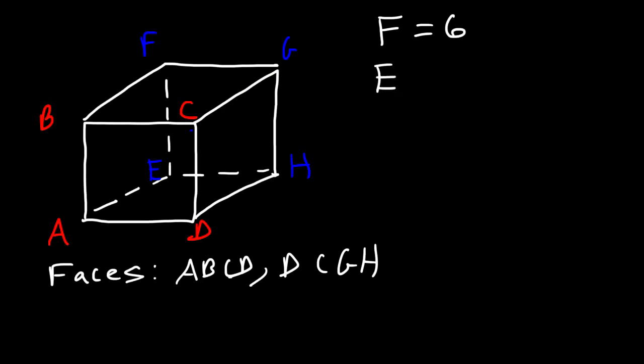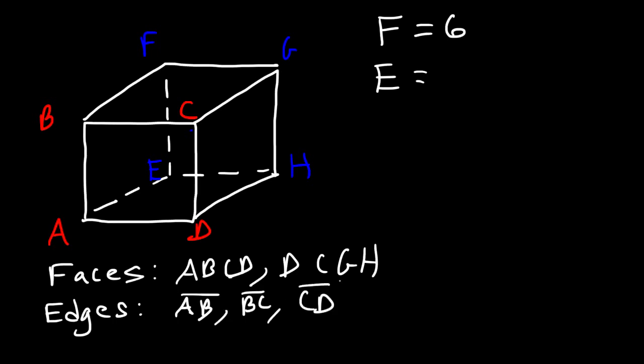Now what about the number of edges? So what are some edges in this cube? Segment AB is an edge, so we can represent it like this. BC is also an edge. And CD, that's an edge as well. So let's calculate the total number of edges.